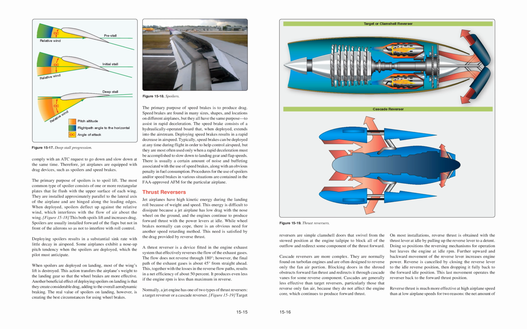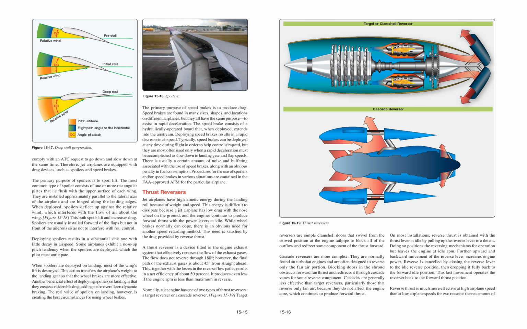The most common type of spoiler consists of one or more rectangular plates that lie flush with the upper surface of each wing. They are installed approximately parallel to the lateral axis of the airplane and are hinged along the leading edges. When deployed, spoilers deflect up against the relative wind, which interferes with the flow of air about the wing. Figure 15-18. This both spoils lift and increases drag.